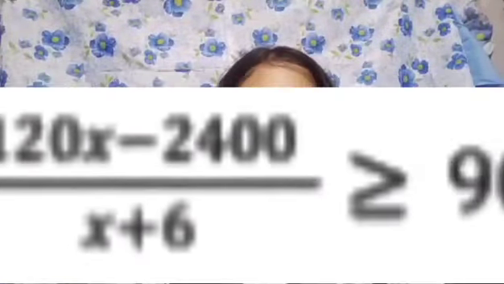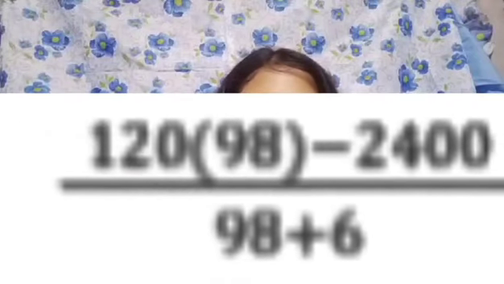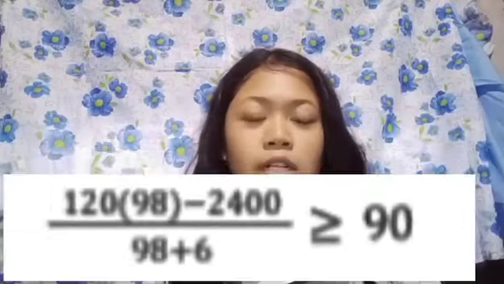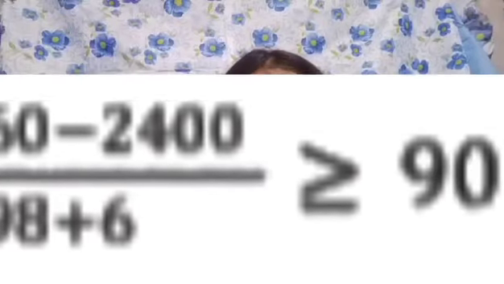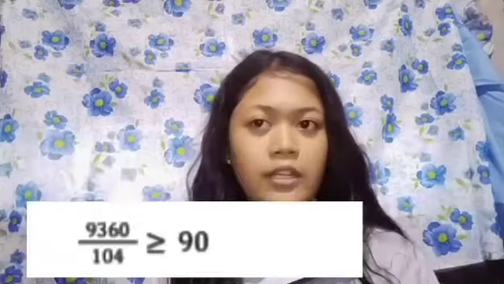120x minus 2,400 over x plus 6 is greater than or equal to 90. 120 times 98 minus 2,400 over 98 plus 6 is greater than or equal to 90. 11,760 minus 2,400 over 98 plus 6 is greater than or equal to 90. 9,360 over 104 is greater than or equal to 90. So, 90 is greater than or equal to 90.